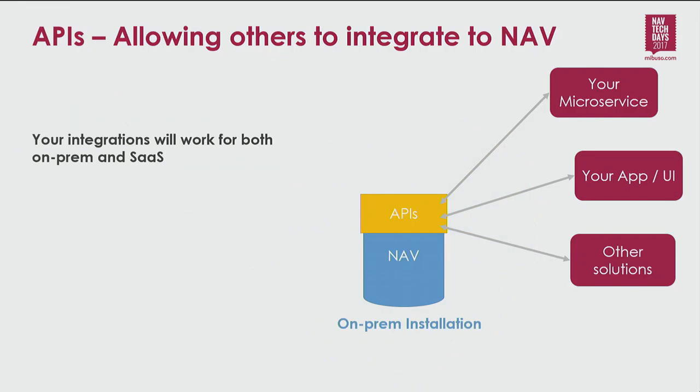Now, everything that you write on top of the API stack is going to work for both on-prem and SaaS. So you just need to change the endpoint, and your solution should continue to work, which is really a good offering that we can give. And because, as I said, there are no breaking changes, there should be no code merge and no upgrades that you need to do in your own solution.